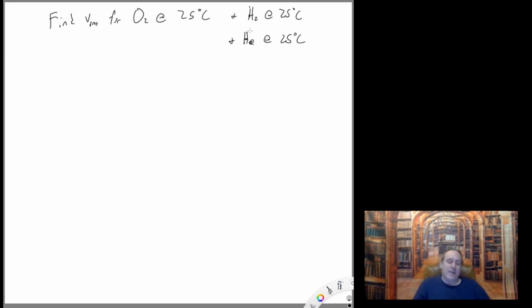So we look these up. The molar mass for O2, if we go to the periodic table, oxygen has 16 grams per mole, but because it's diatomic, it's going to be 32 grams per mole, or 0.032 kilograms per mole. We want to put it into kilograms. For H2, if we go to the periodic table, hydrogen has 1 gram per mole, but because it's diatomic, it will be 2 grams per mole.